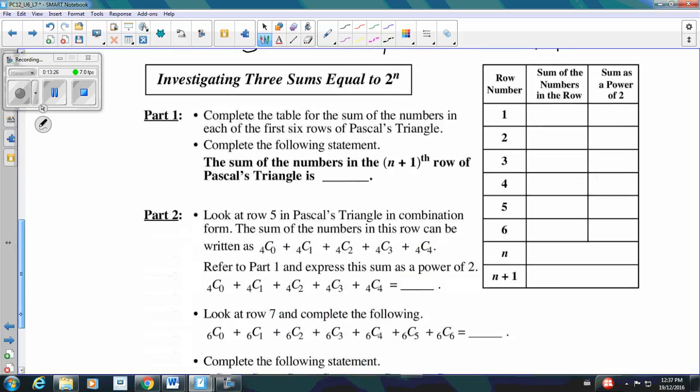Investigating sums equal to 2 to the n. Complete the table for the sums of the numbers in each of the first 6 rows of Pascal's triangle. Complete the following statement: the sum of the numbers in the n plus 1th row of Pascal's triangle is. So let's look at this. Sum of the numbers in the row. So we're just adding up the coefficients.